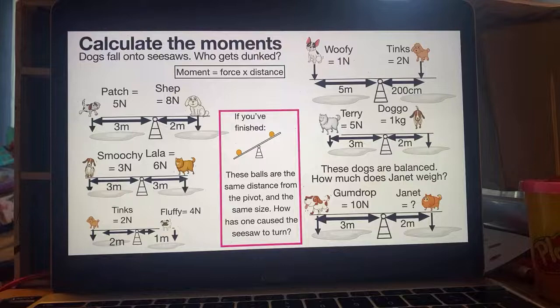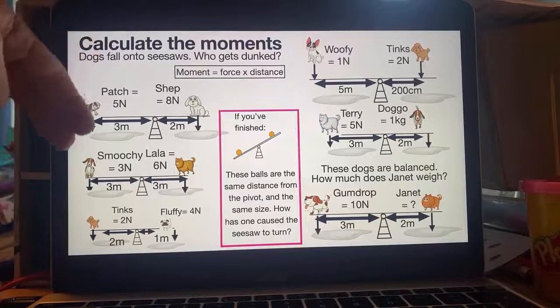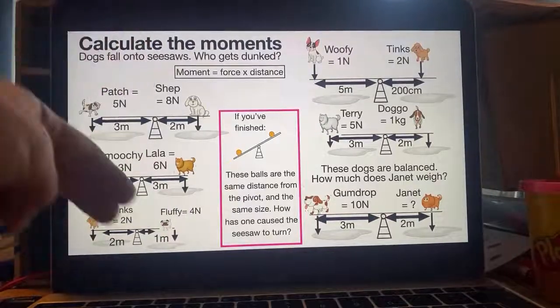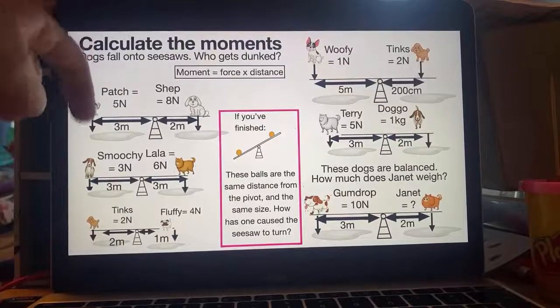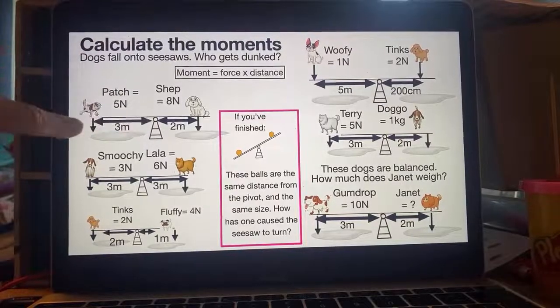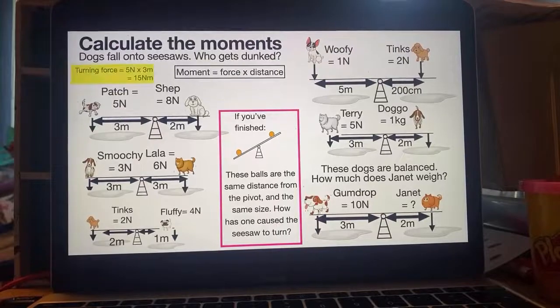I'll give you the answer to the first question so you know you're on the right track. If Patch weighs 5 newtons and is 3 meters away from the pivot, then the moment in the anti-clockwise direction is that force, which is Patch's weight, because weight is a force pushing down, times how far Patch is away from the pivot, which is 5 newtons times 3 metres, which is 15 newton metres. And I've written turning force, and I shouldn't have done. Should be moment. I'll change that for when I do this lesson again in 2 years' time.